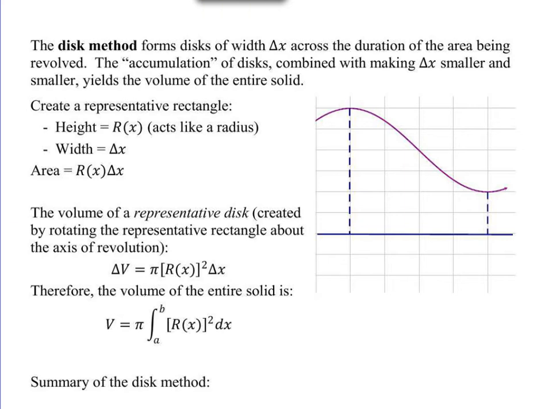The disk method is the first method that we're learning in this section. There is another one that we're going to learn, and then there's a third one, all in this section. And then the last section that we're going to do is a fourth method. So the disk method forms disks of width delta x or delta y. But for now, we'll start with delta x, across the duration of the area being revolved. And then you're going to accumulate a bunch of disks together to form the entire shape that you're looking at.